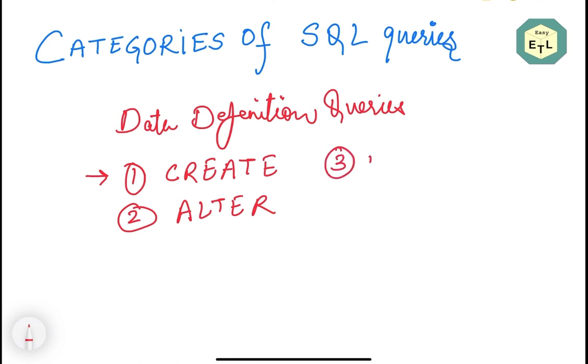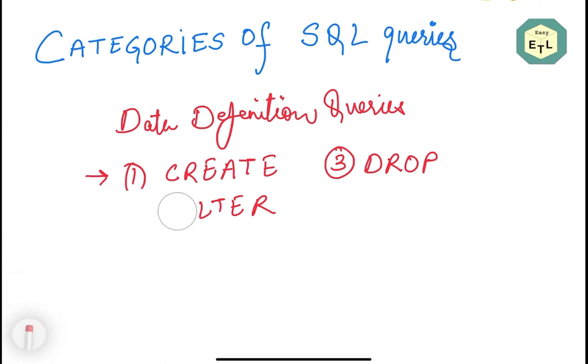The third one is drop, very much similar to delete. Drop is used to delete a database object, right? Delete was very much specific to rows. Now drop is used to drop a database or drop a table.